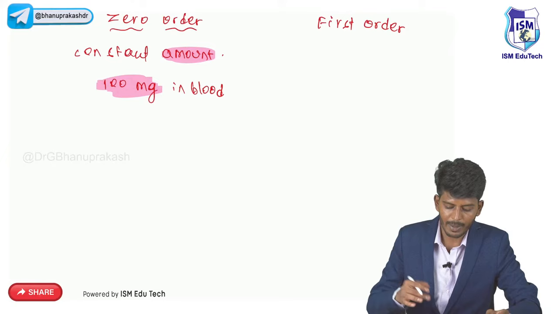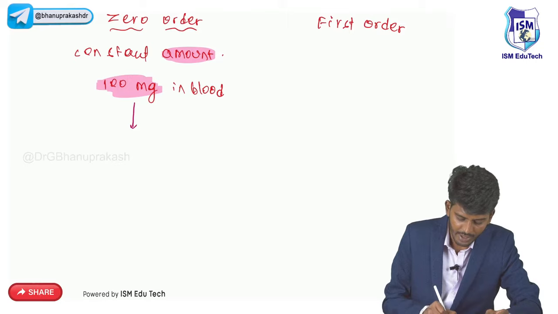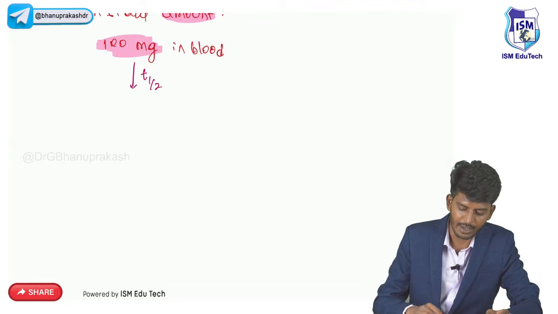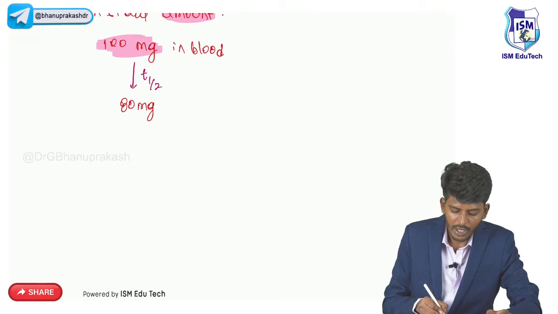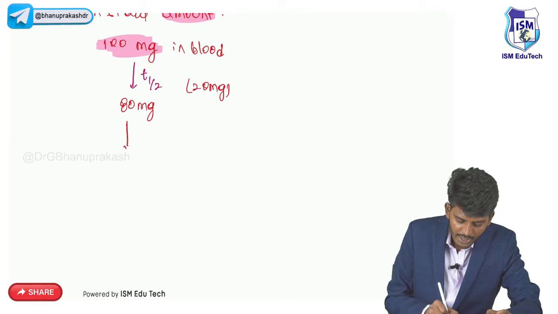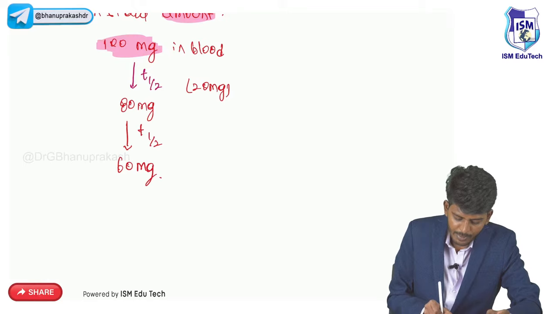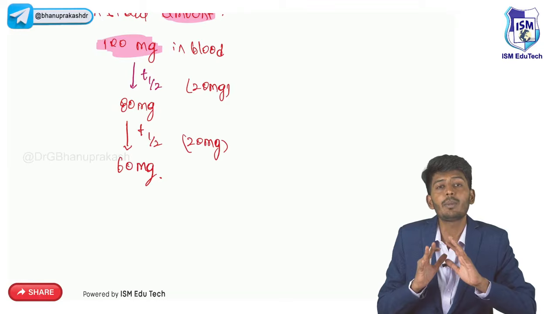Now, look here, guys. For example, this 100 mg of the drug, after one T half, for example, the drug becomes some 80 mg. So, here how much is removed? 20 mg is removed. Okay. Now, the next T half will occur. Now, here what will happen? It will become 60 mg. So, if you notice again, 20 mg. There is a fixed quantity. Here it is not about the percentage. Here it is about a fixed quantity of the drug being eliminated.